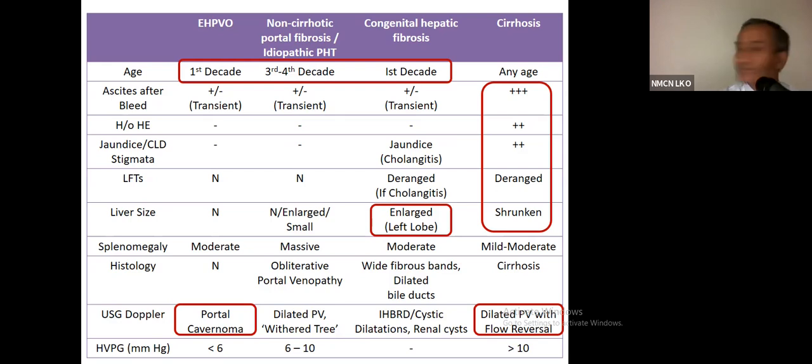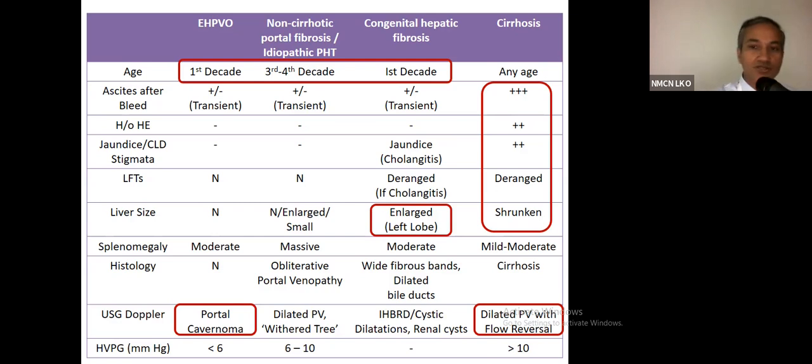LFTs are deranged in cirrhosis and congenital hepatic fibrosis. The liver size is enlarged, with a firm, hard liver in congenital hepatic fibrosis, whereas it will be shrunken in cirrhotic portal hypertension. Splenomegaly will be massive in non-cirrhotic portal fibrosis.